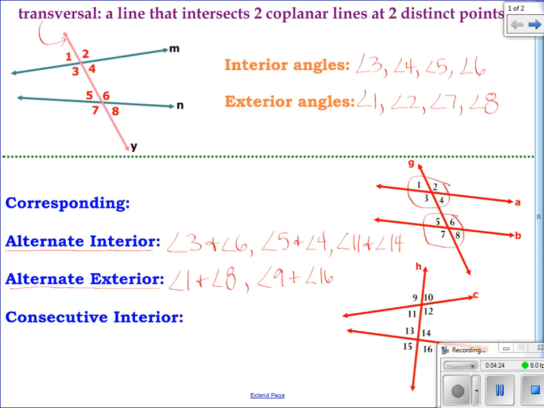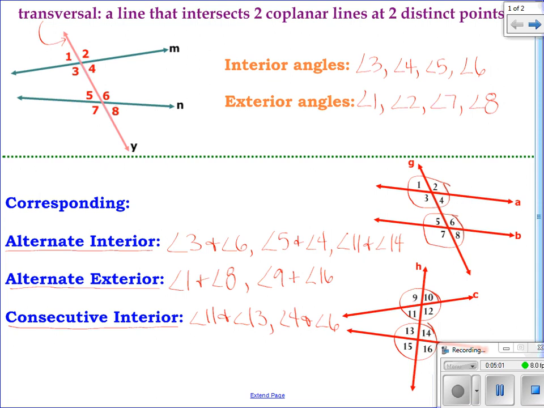What about consecutive interior? What does consecutive mean? One right after another. That's what consecutive means. So what would be a guess on consecutive interior angles? Making sure we pick one from each circle. 11 and 13. What's one from the top picture? 4 and 6. Those need to be on the same side of the transversal, not the alternate side.